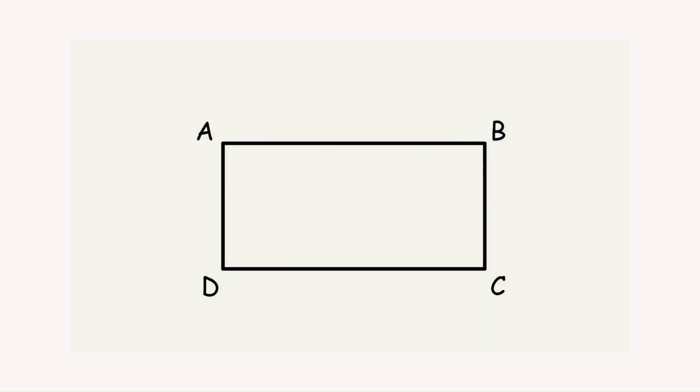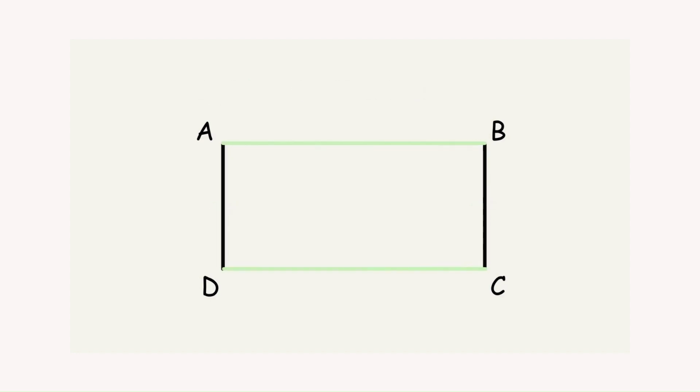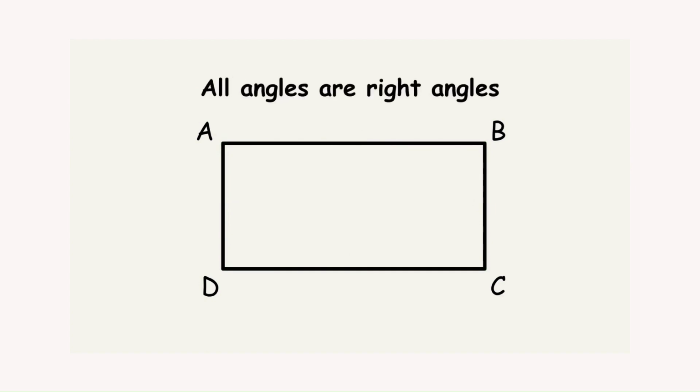Now, what else do we know about rectangles? Just like a parallelogram, opposite sides are congruent. So BC and AD are congruent, and that means AB and DC are also congruent. Now, all angles are right angles. They are all equal to 90 degrees. So angle A, angle B, angle C, angle D, they equal 90.